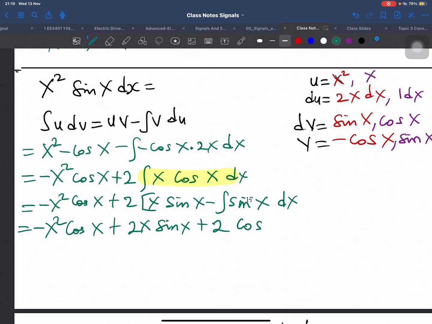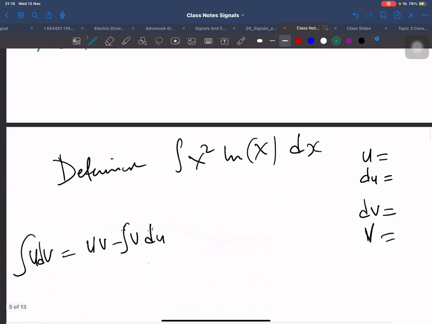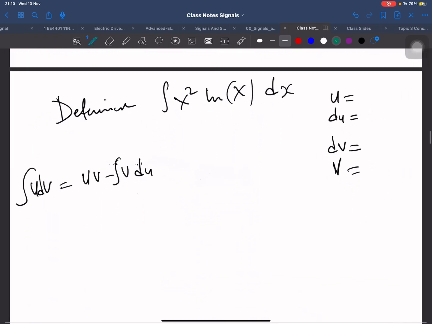Plus 2 cos x plus c. And that's the final answer. What you do is look around to know whether there is any way we can combine like terms. Here there is no way to combine any like terms. The only thing we can do is nothing. Just leave the answer like that. Now go to the next question.